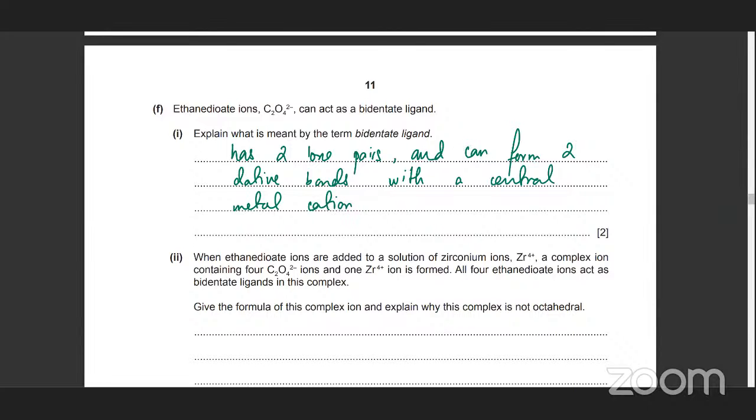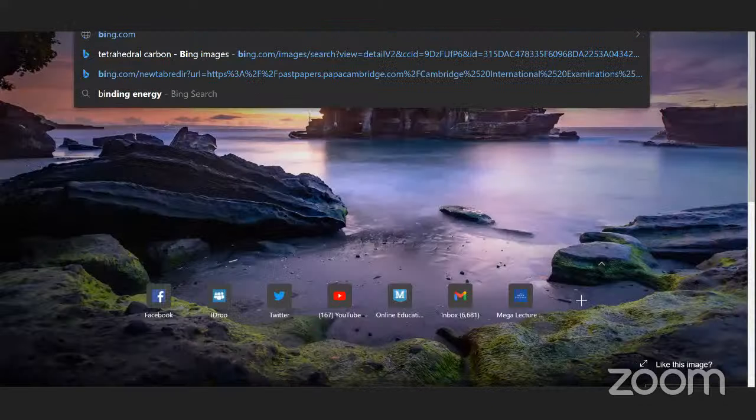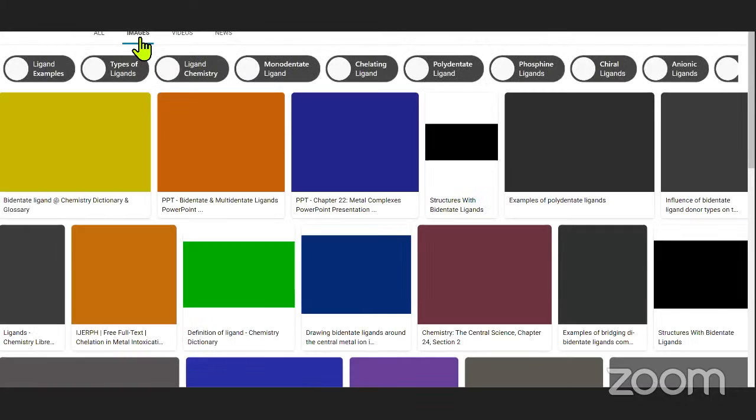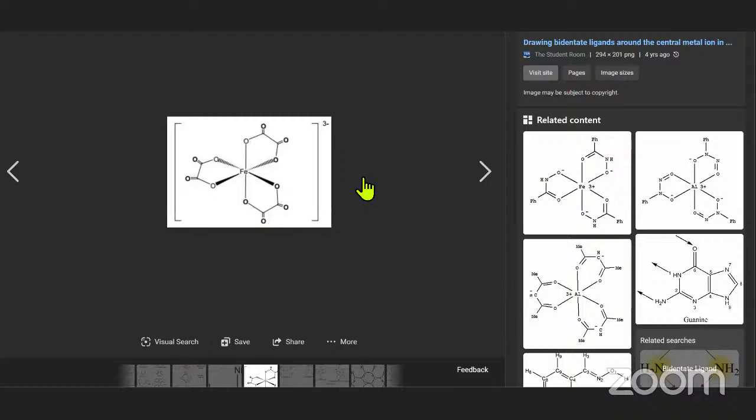Okay, lots of molecules are bidentate ligands, for example, C2O4 2 minus. This one over here is a bidentate ligand. Why? Because the Fe2 plus is in the middle, and it's getting surrounded by oxygen lone pairs, and each molecule is forming two dative bonds. So it's a bigger molecule, with lone pairs over here and lone pairs over here. So two dative bonds. All these are examples of bidentate ligands.